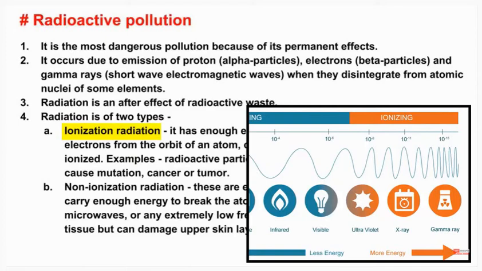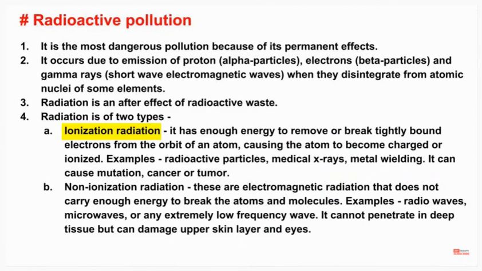If the human body is exposed to ionizing radiation, it can break bonds in proteins and other important molecules in our body, and that can cause mutation, cancer or tumor, which can lead to death.